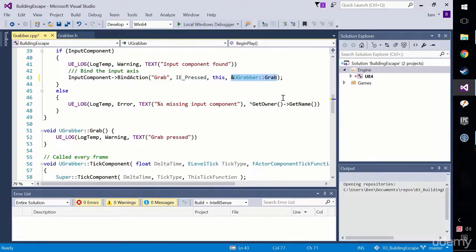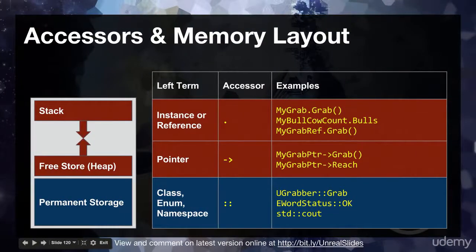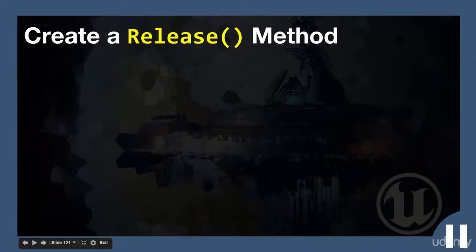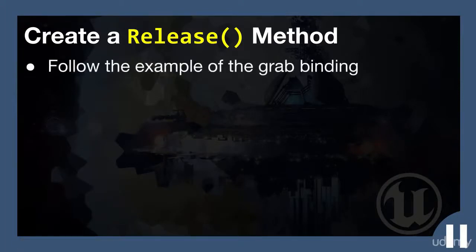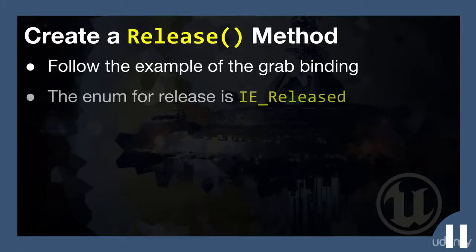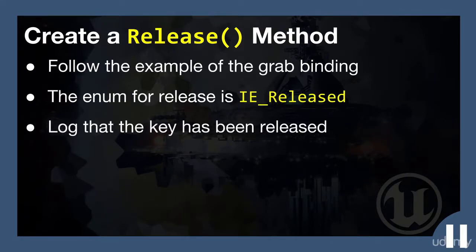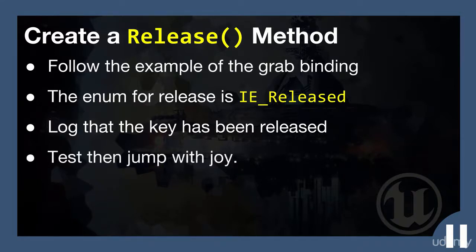So hopefully that's clearer for you. Do refer back to this slide as and when you need to. And I hope that makes things clearer. So over to you. I want you to create a release method. Follow the example of the grab binding. The enum for release is IE_Released. Log that the key has been released when you let go of the grab key, and test, and if it works, jump with joy. So go ahead, pause the video and do that now.